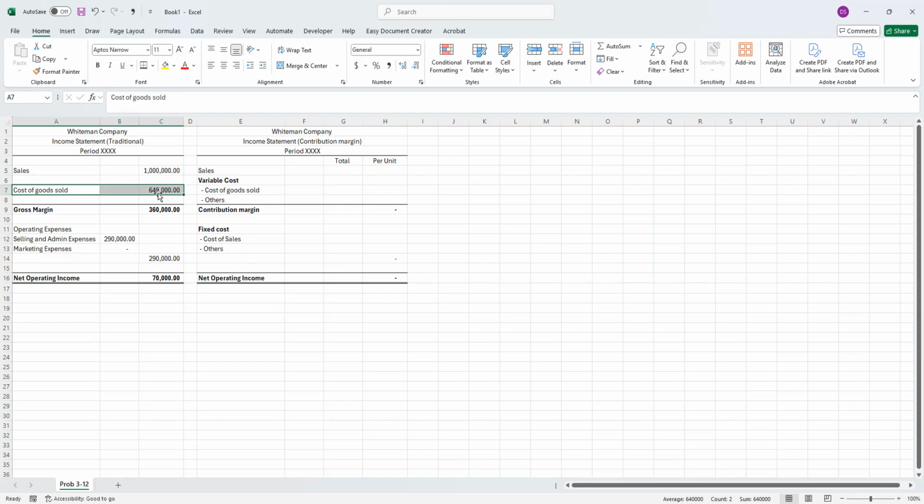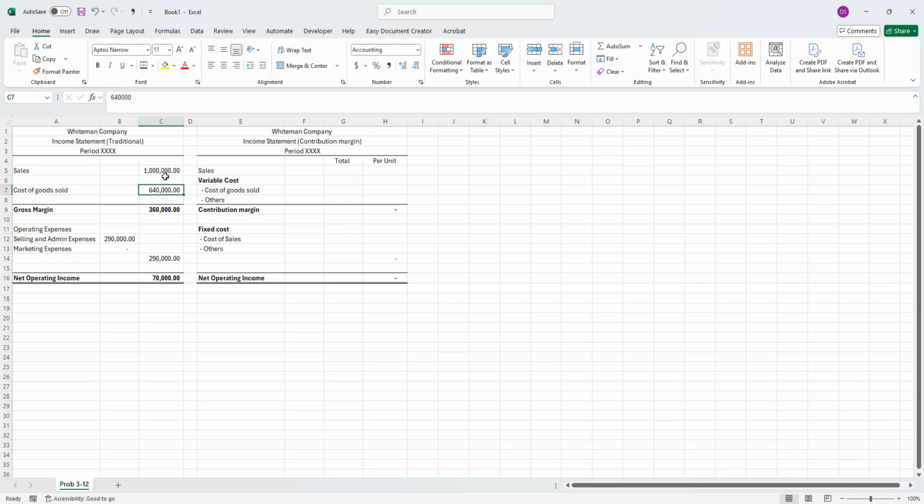Then in the next part, again in this example, we are assuming this is a manufacturing company. So they manufacture the product and then they calculate the cost of goods sold. At this time you should know how to calculate the cost of goods sold. So we're simply looking at the cost of goods sold as a total amount and putting it right here.